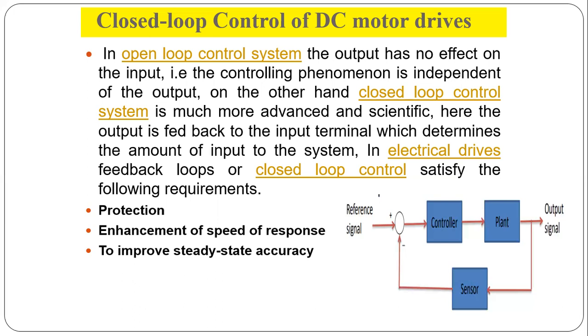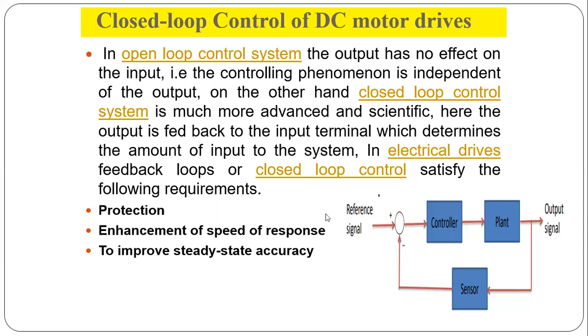In electrical drives, feedback loops or closed loop control systems satisfy the following requirements. It provides protection, enhancement of speed of response, and improves the steady state accuracy. So these are the requirements for the feedback loop or closed loop control system.